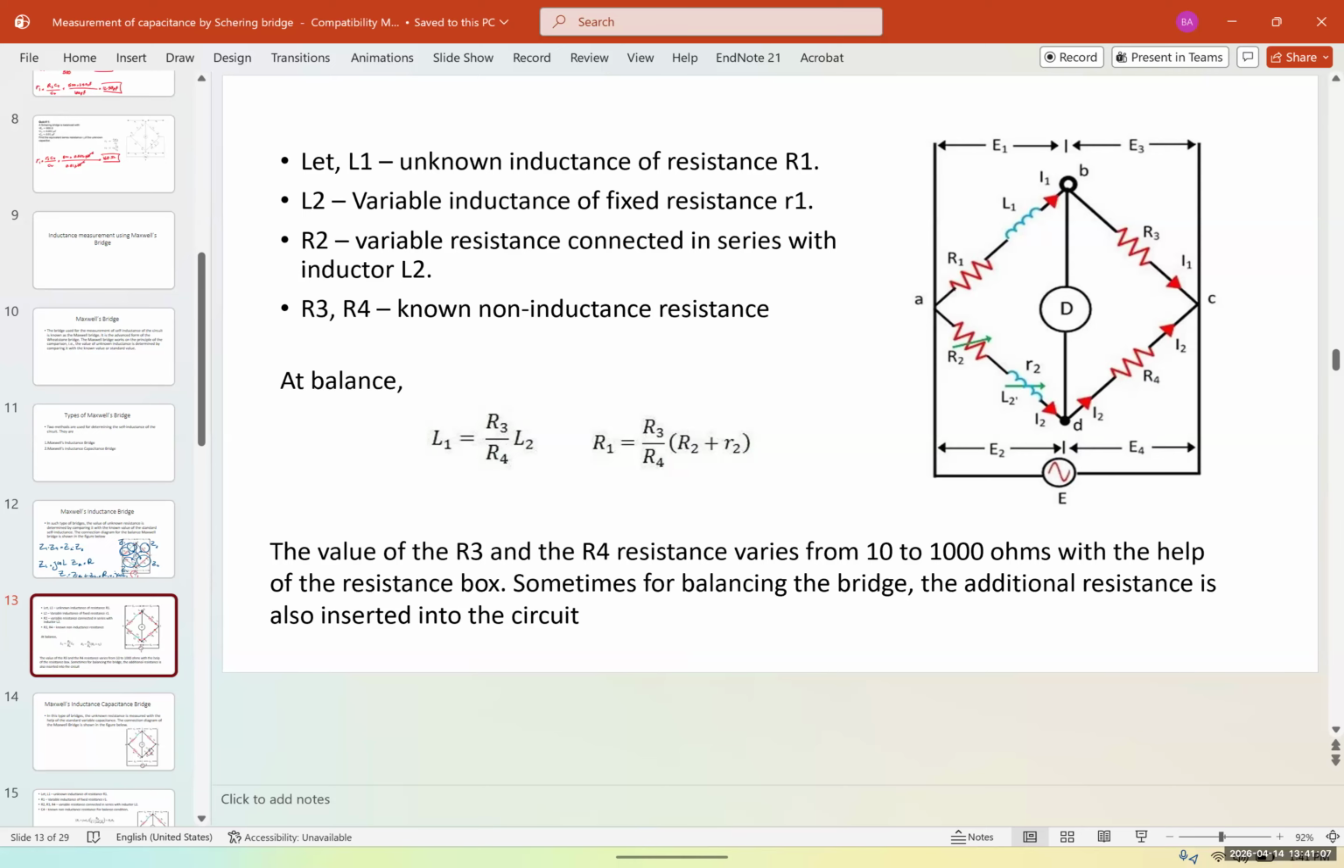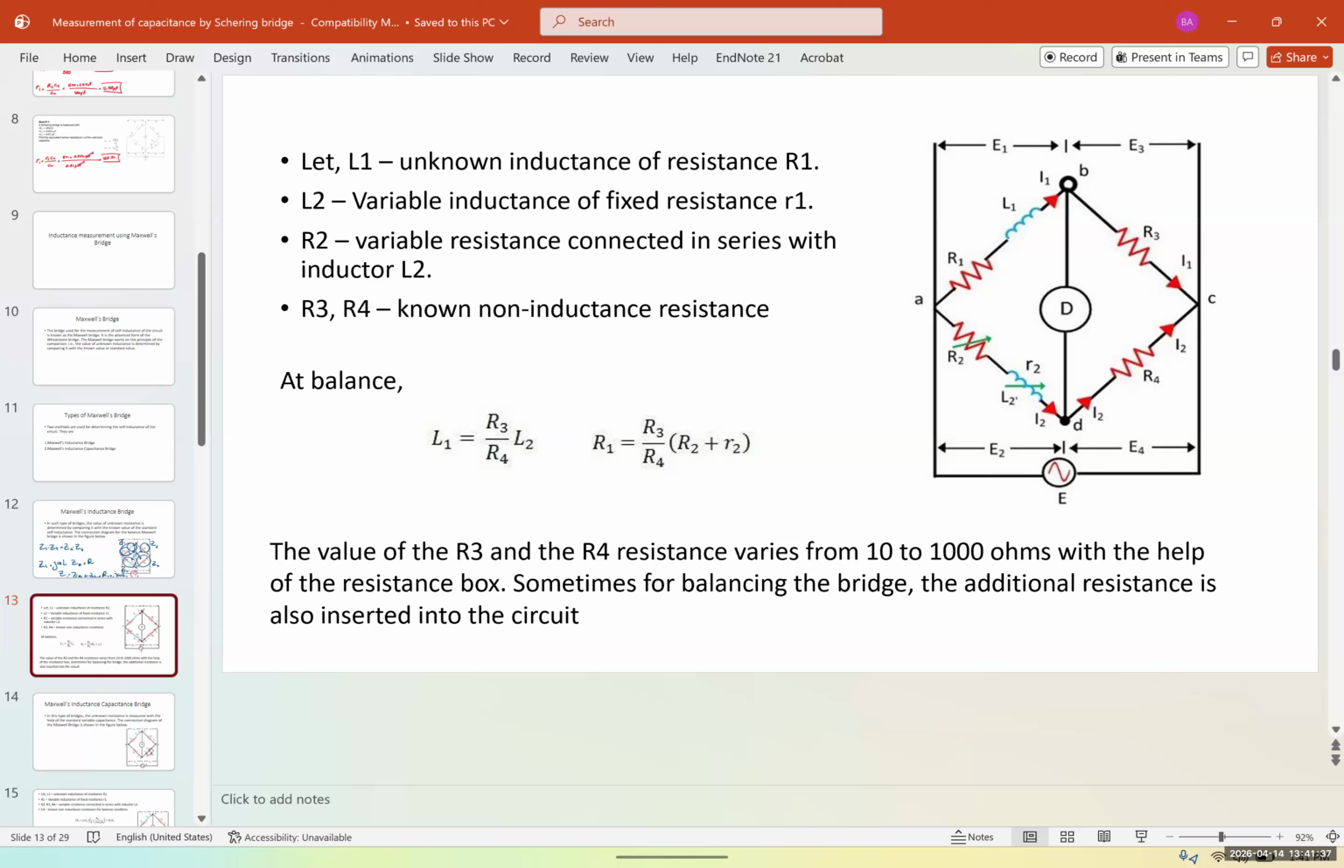So in this configuration, let L1 be our unknown inductance of resistance R1. L2 is a variable inductance of fixed resistance R1, I'm sorry. R2 is a variable resistance connected in series with inductor L2, and R3, R4 are known non-inductive resistances.